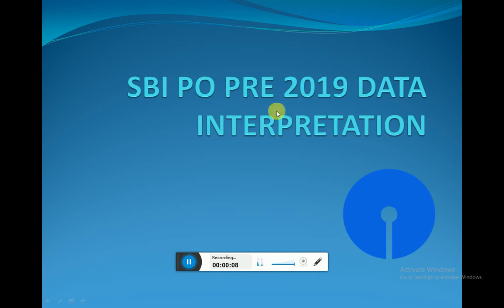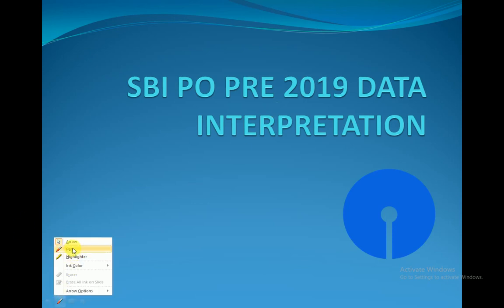This session is going to be about the data interpretation problem sums that came in the SBI PO preliminary examination of 2019. Today we are going to see DI number 1 of last year's SBI PO 2019.